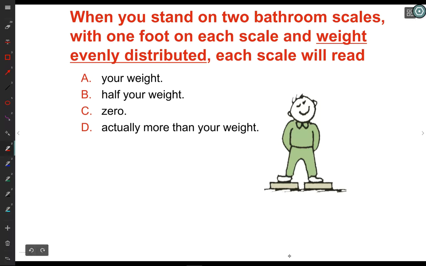So if you are balanced with the same amount on each foot, it would read half of your weight on each foot. But of course, how easy is it to get half your weight on each foot? It's pretty hard. But as long as each scale goes up to 300 pounds, my brother was covered.